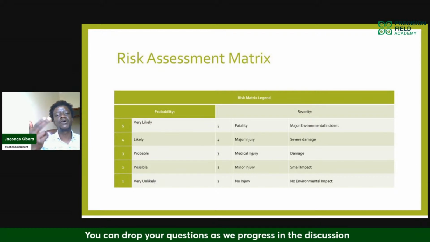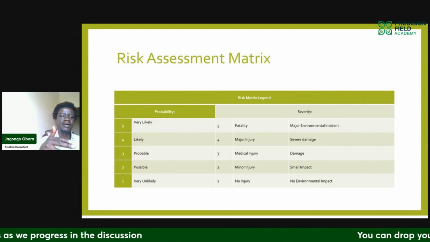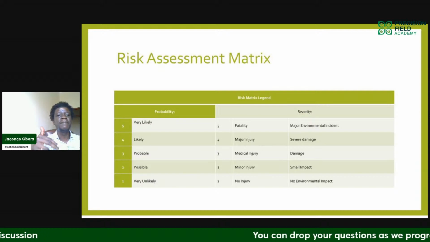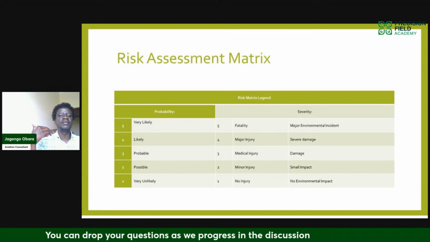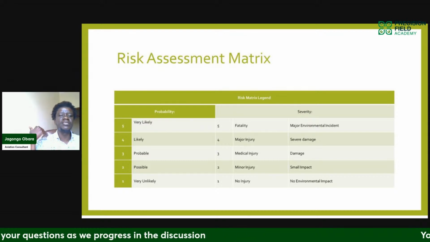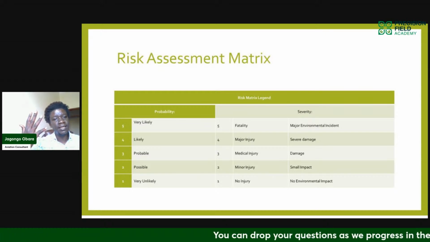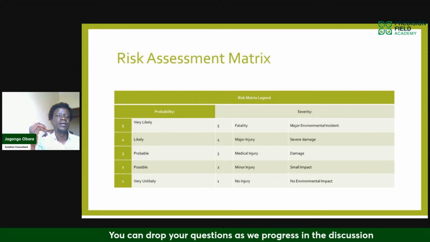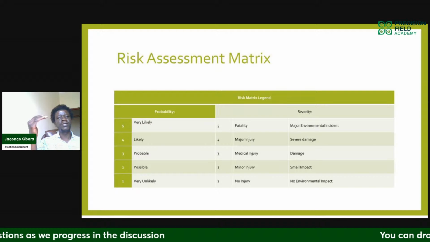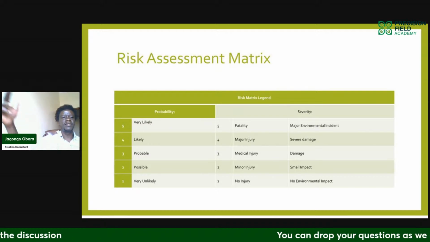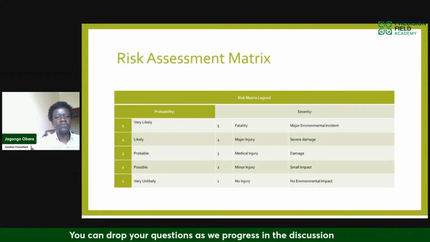So if we have crows in the air, what is the probability of these crows attacking our aircraft? Or what is the probability of our aircraft bumping into these crows? So you'll rate that on a scale of 1 to 5, where 1 is very unlikely. There's no way we're going to hit the crows. Or 5 is very likely and we can bump into them at any time. So that is the information you want to use. If it is very likely, so what do we do? Do we fly low? Do we cancel the flight? Do we fly in a different section? You are just gauging the probability of it happening.